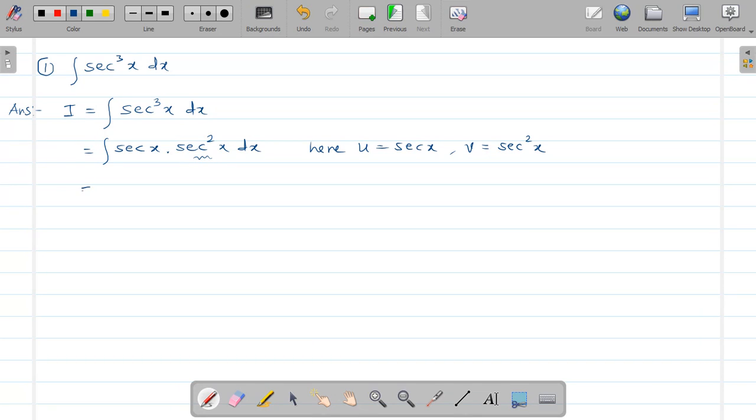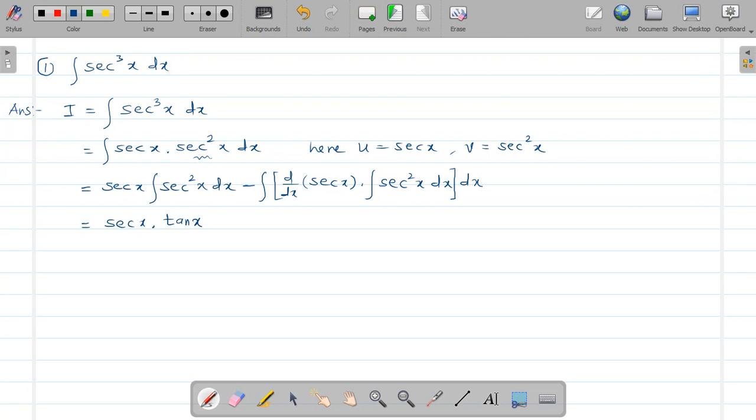Now use the integration by parts rule. By using that rule, we get sec x into integration of sec square x dx minus integration of d by dx of sec x into integration of sec square x dx, with respect to x. Now complete this. So sec x as it is. Now you know that integration of sec square x is tan x, because the derivative of tan x is sec square x, minus integration as it is, into bracket.